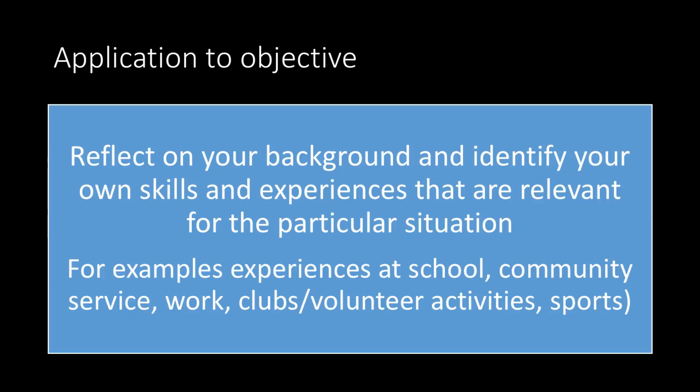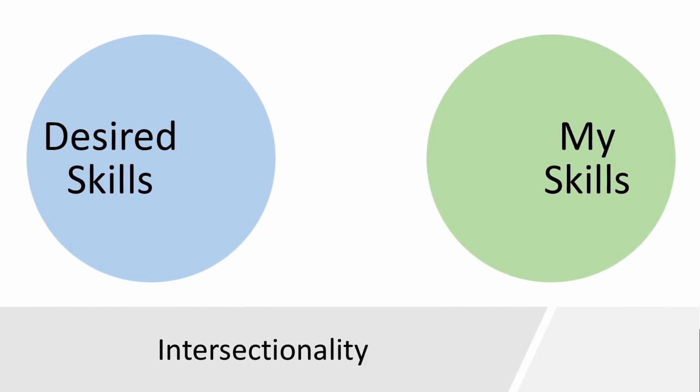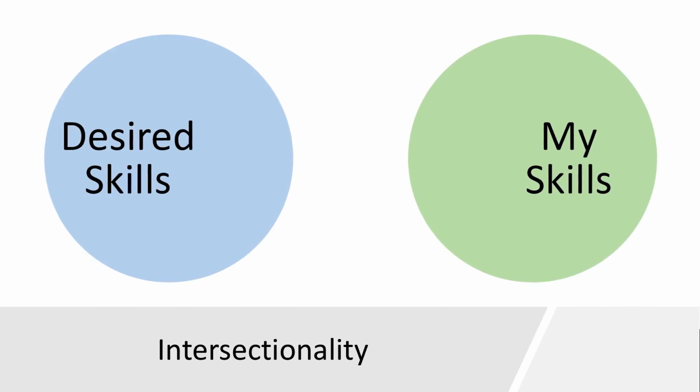The second thing to do is to reflect on your own background and think about what skills you have that are relevant. What experiences do you have that are relevant? Whether they're volunteer experiences, professional experiences, or personal experiences, could they be applicable here? And this is the most crucial. When we're talking about exceptionalism, we're talking about intersectionality.